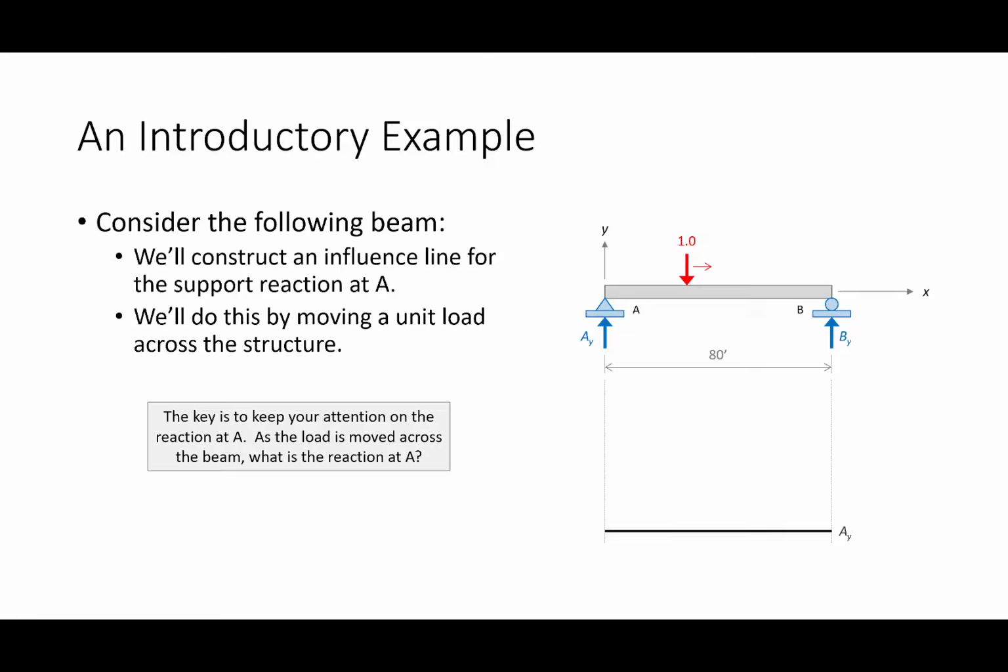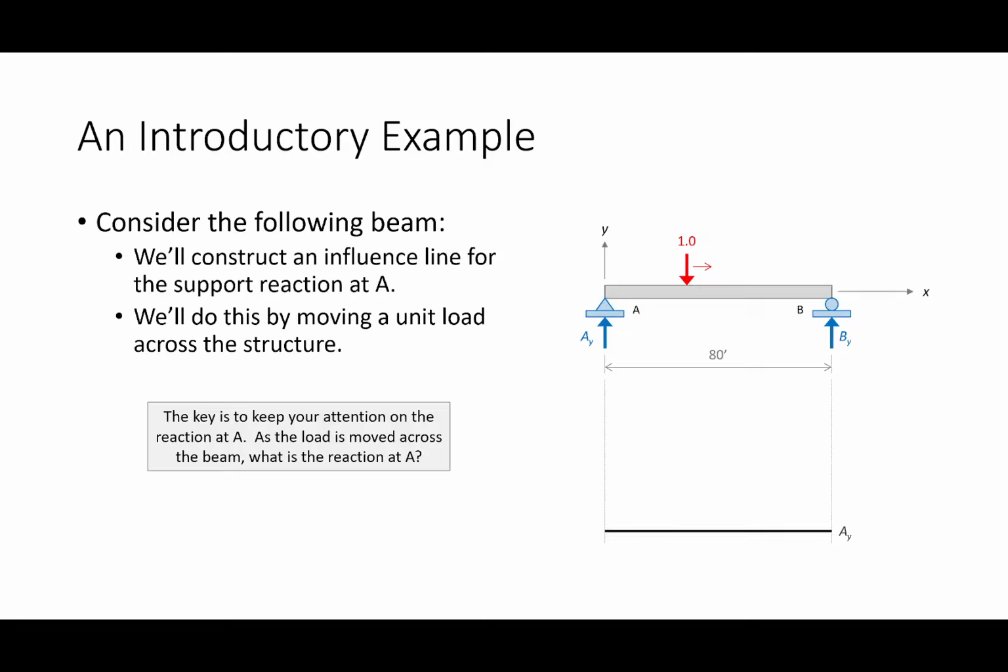So let's put a coordinate system on this thing. We'll say y over here, and put a coordinate system down here, x. Sort of the same thing, it doesn't really matter. So what I'm going to do is draw myself a little table right here. We'll put x values in this column, and we'll put A_y values in this column.